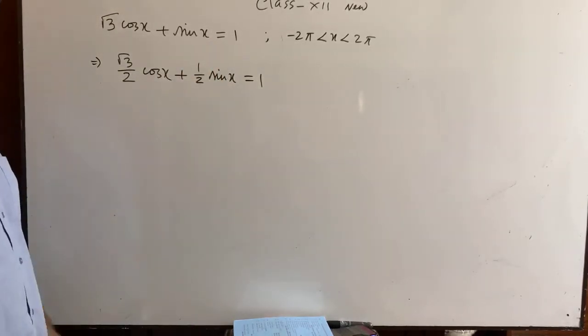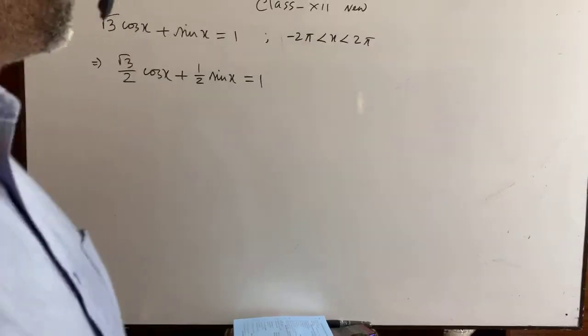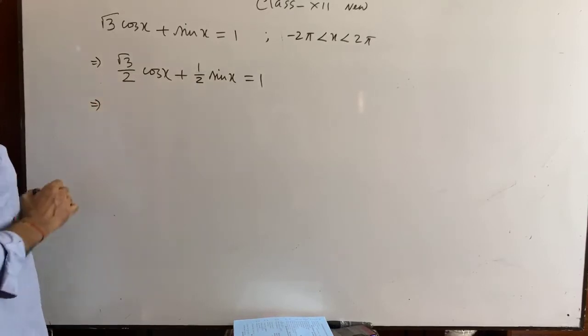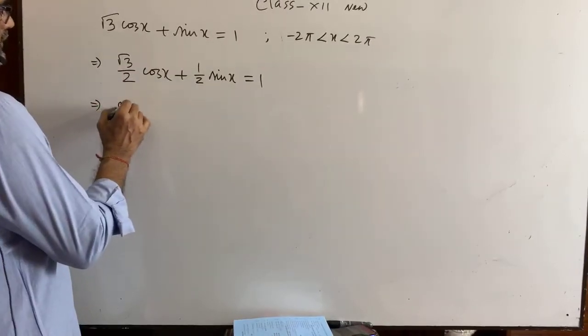This is the formula. Now use the value. That means, what is root 3 by 2? Can you please let me know? Root 3 by 2 equals to what? Cosine what?